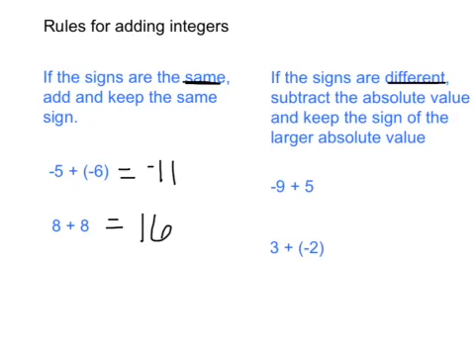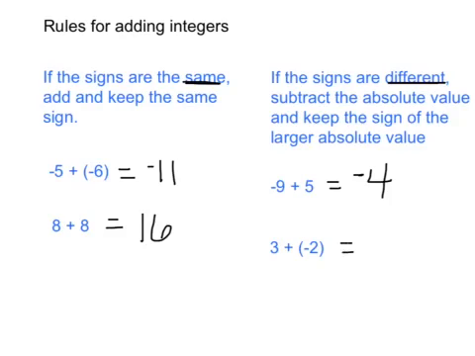Let's try this first one. I've got a negative plus a positive. Here my signs are different, so I'm going to subtract. I'm going to ignore the signs completely and just do 9 minus 5. Well, 9 minus 5 is 4. And then I want to take the sign of the larger absolute value. Well, 9 is bigger than 5, and 9 is negative, therefore my answer is also negative.